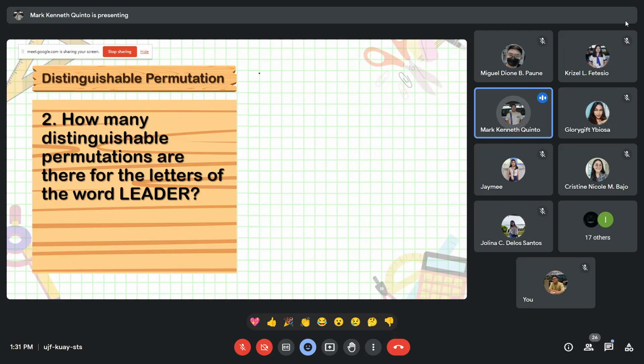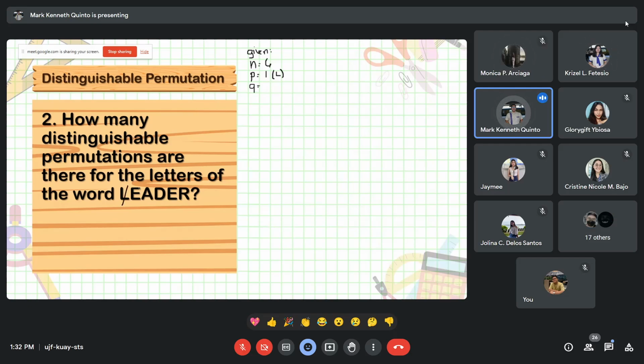Okay, so let's have first the given again. For our given, let's find the value of n. How many letters do we have in the word leader? 6. Okay, 6. Now, what is the value of our P? Let's use the left to right process. Let's start with the first letter. 1, that is for letter L. What is the value of Q? 2.